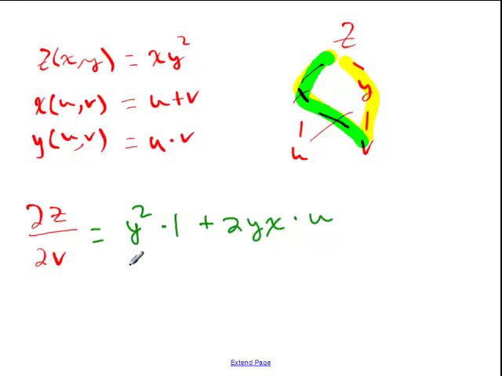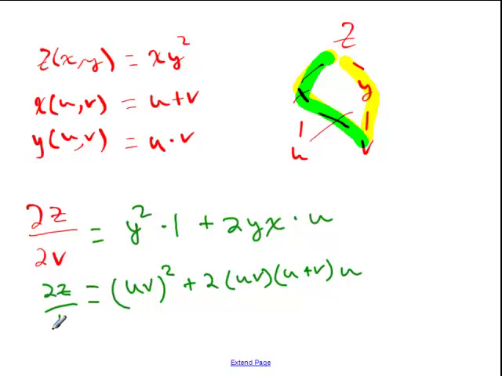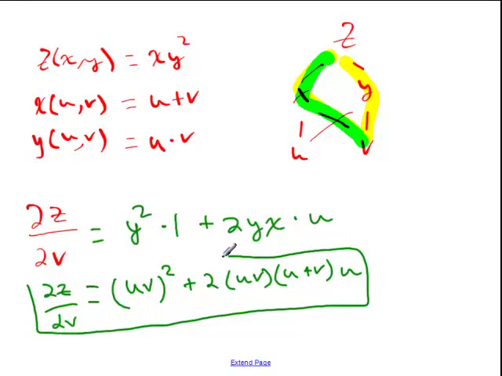And then if we wanted to write this all in terms of u and v, this would equal uv squared plus 2 times uv, and then x is u plus v, times u. And that's telling me how z is changing with v right there.